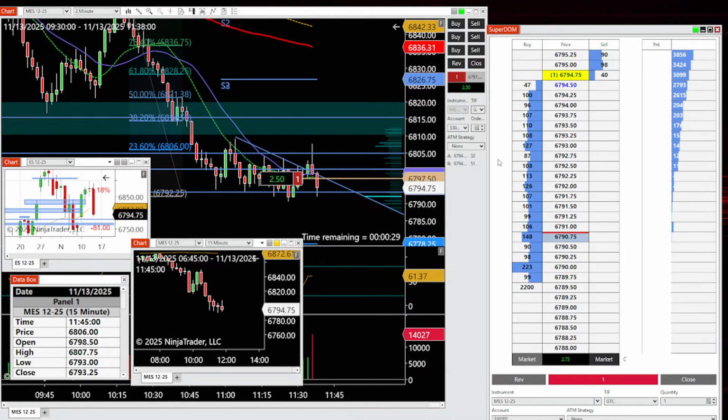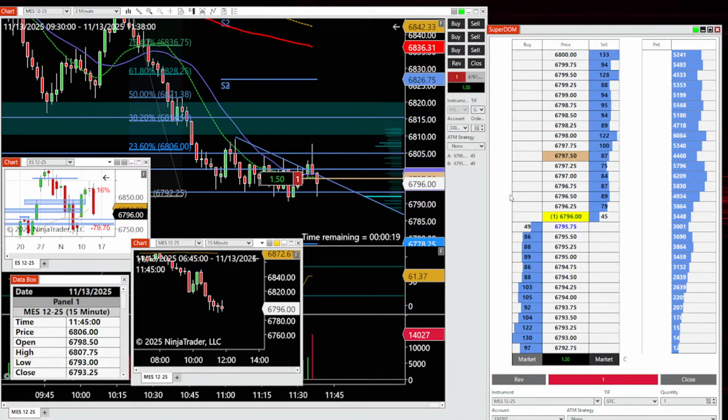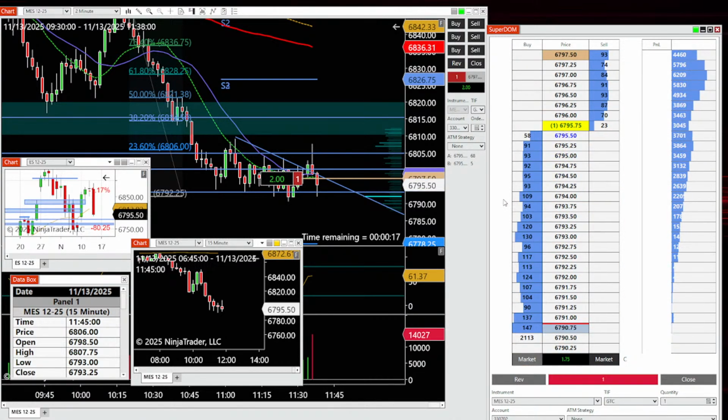They moved out of the way. Let's see. Trying to hold this trade. No, it's 94 and it's 95. It's trying to hold. Come on. It's 94, 95 trying to hold. Let's crack this 95.